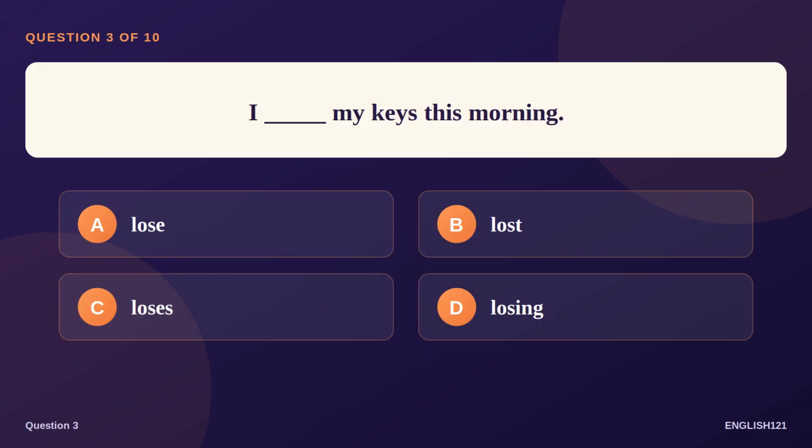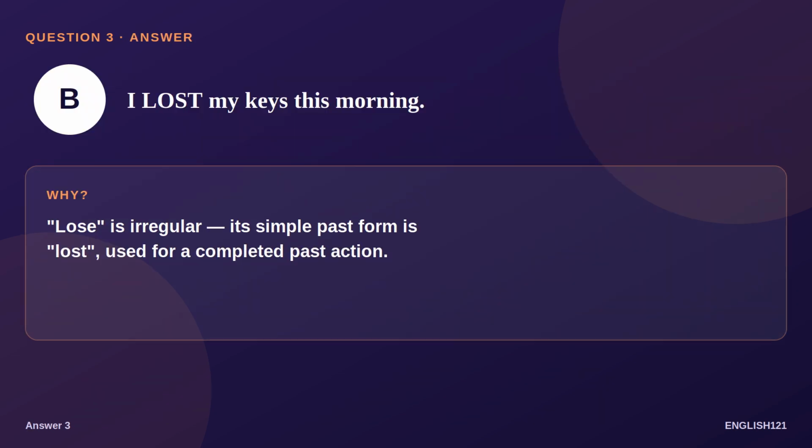Next question. My keys blank this morning. Lose, lost, loses, losing. I lost my keys this morning. Lose is an irregular verb. The past simple form of lose is lost, and it is used for completed past actions.